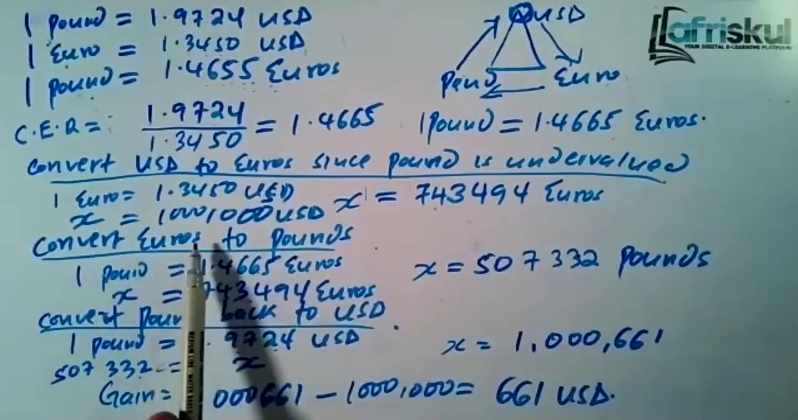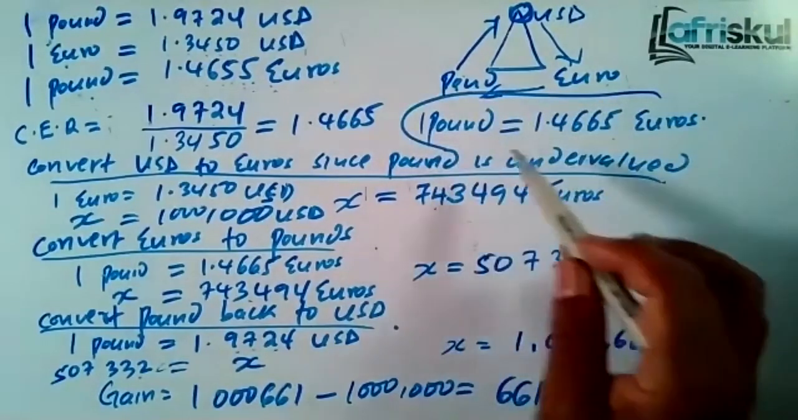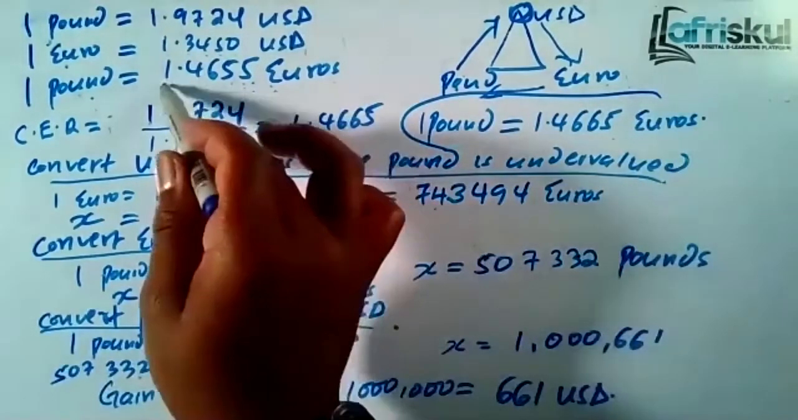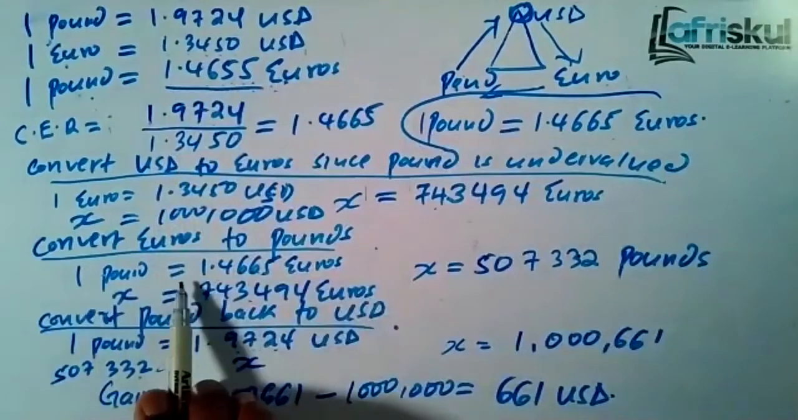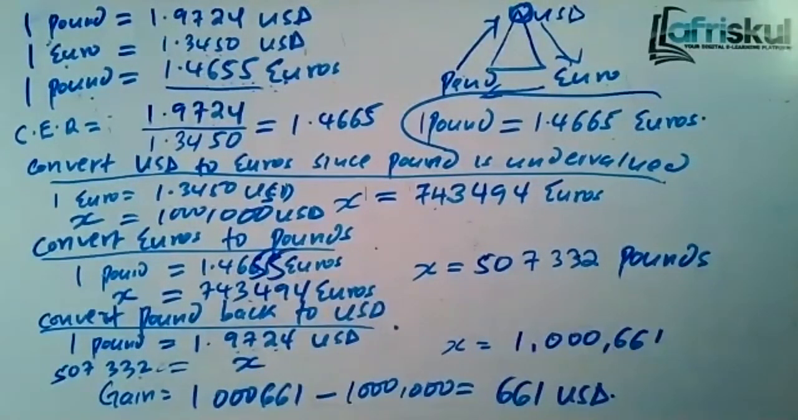You are converting euros to pound. So in this case, sorry, you are not supposed to use the cross exchange. You are supposed to use this rate. 1 pound is equals to 1.46. Should be 55, sorry. So in that case, the answer will still be the same.